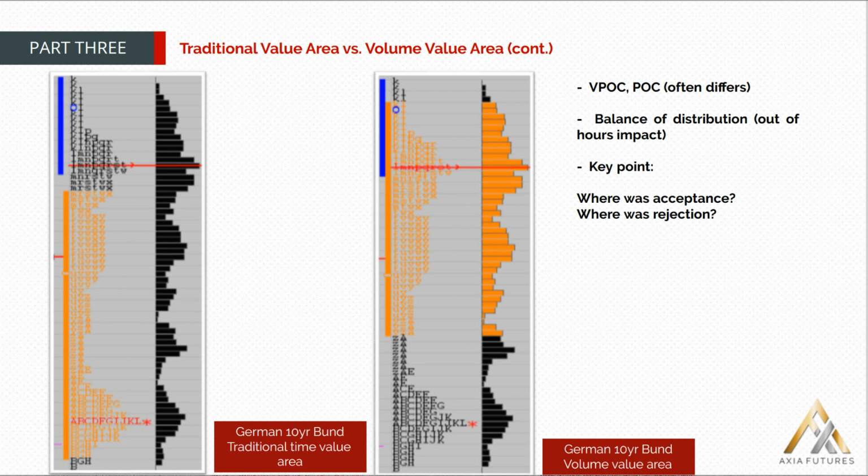The key points to highlight before we finish, and hopefully you can make your mind up about this, is as follows. Where was price accepted? That's the most important thing to understand. The whole point of using profiles is to determine where is price being accepted, and then secondly, where is price being rejected. If you can answer these two questions, it doesn't really matter whether you use traditional value areas or normal volume-based value areas. The question is, where is the market accepting price and where is the market rejecting price?